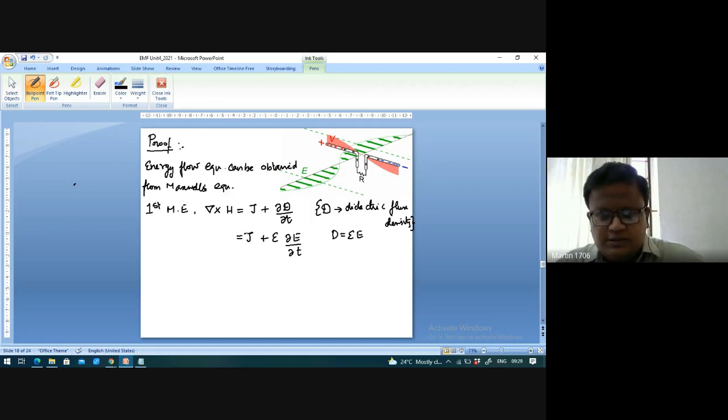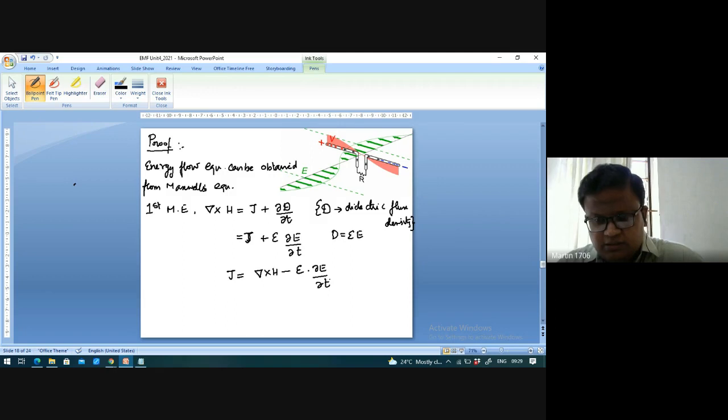I'm going to express this equation with respect to the current density J. So how can I write this equation? That is J is equal to del cross H, if I take this term to this side, minus epsilon into dou E by dou T.